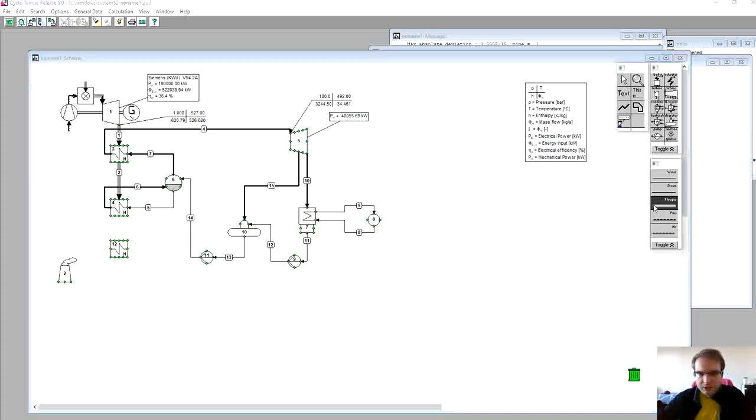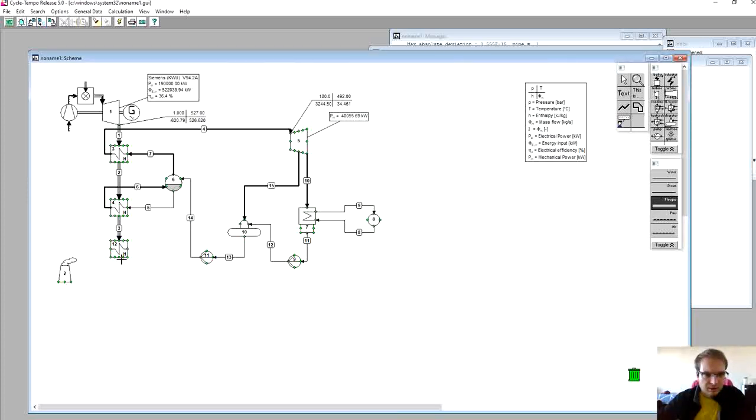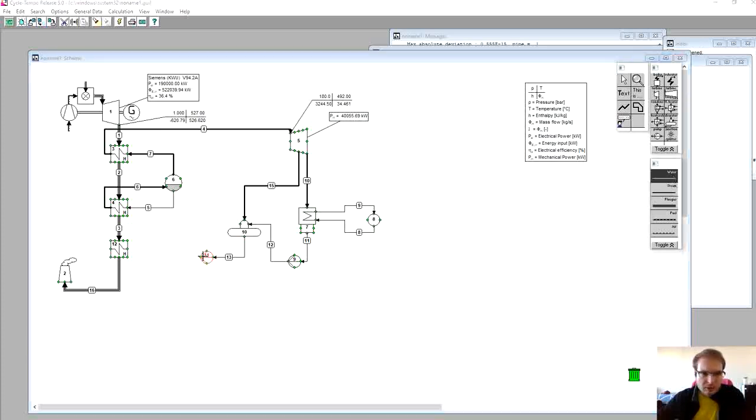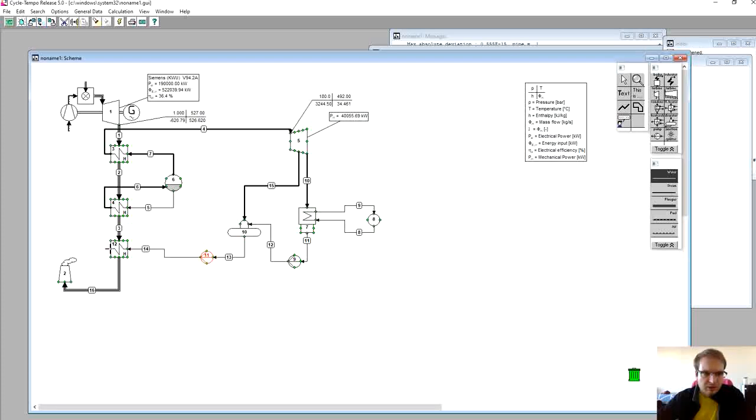So let's add the heat exchanger, connect it to the flue gas, and connect the water from our feeding pipe. Nice. So again, now we have another heat exchanger.